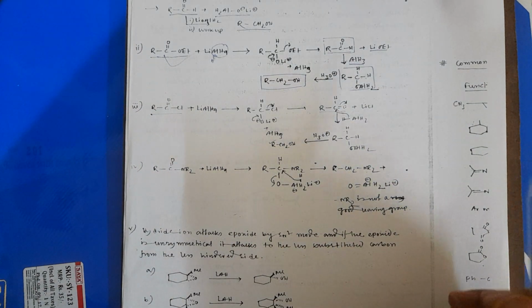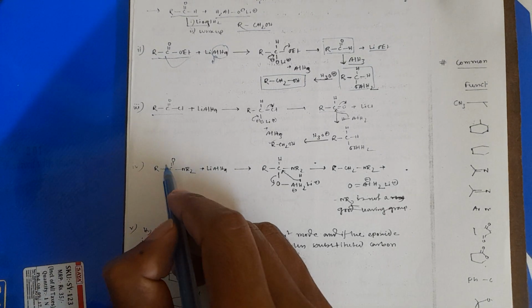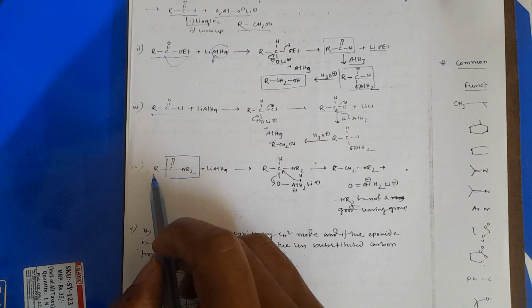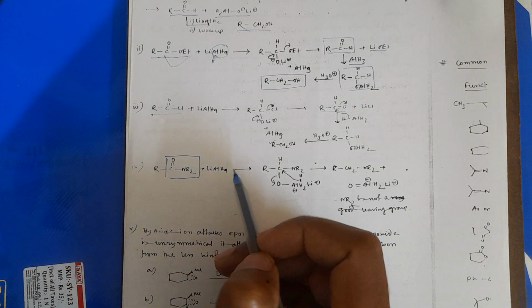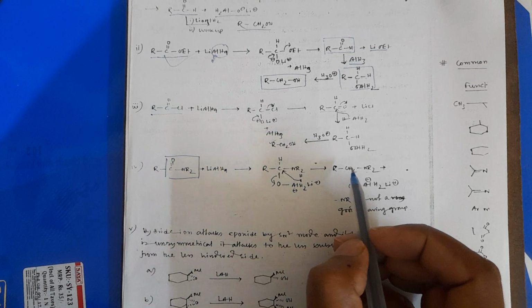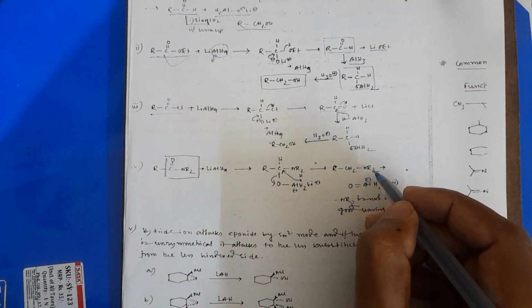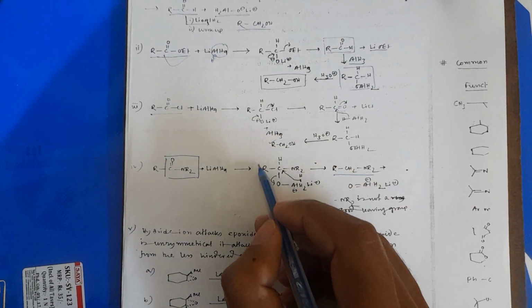So similarly, you can see here, if you take any amide compound, that is a substituted amide compound, again it will provide the corresponding substituted amine product. So this is the intermediate, as you can see.